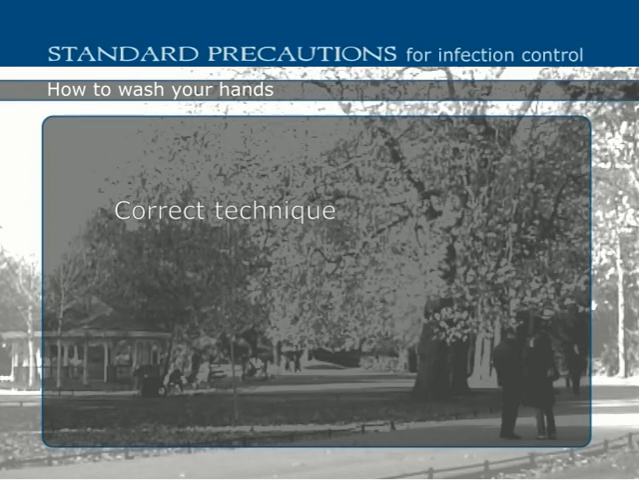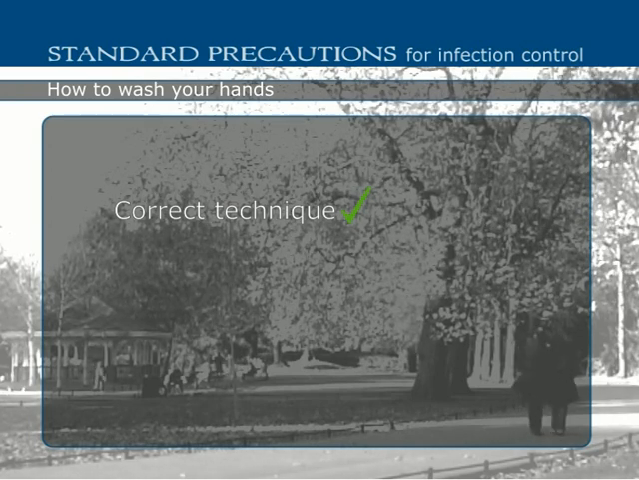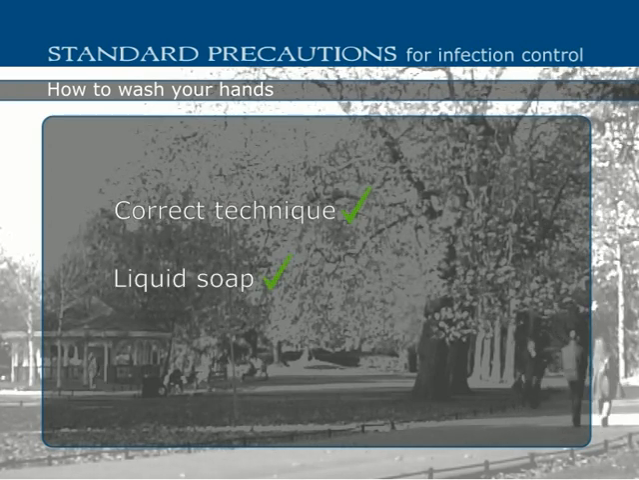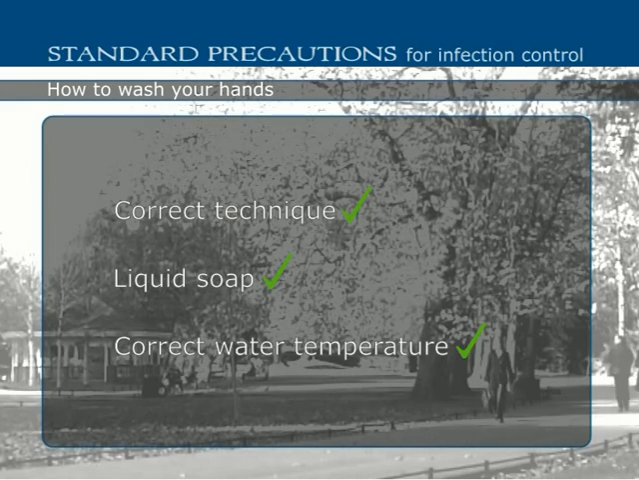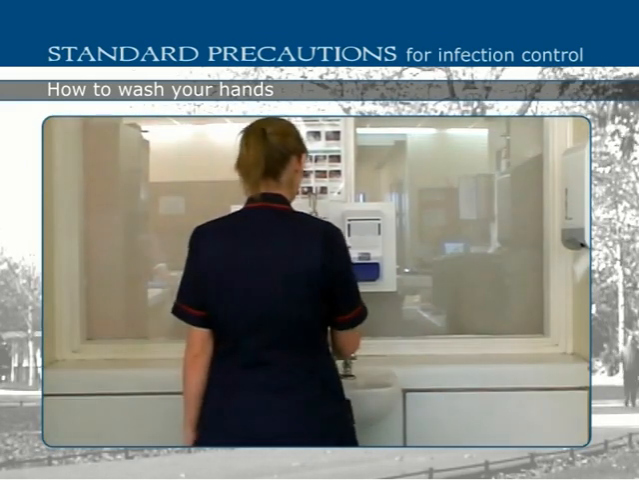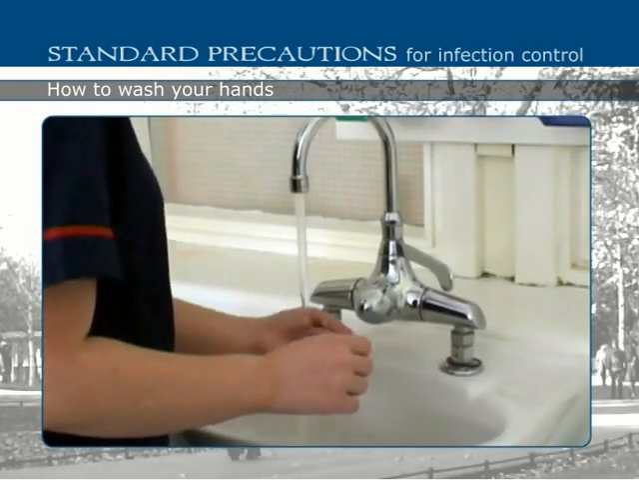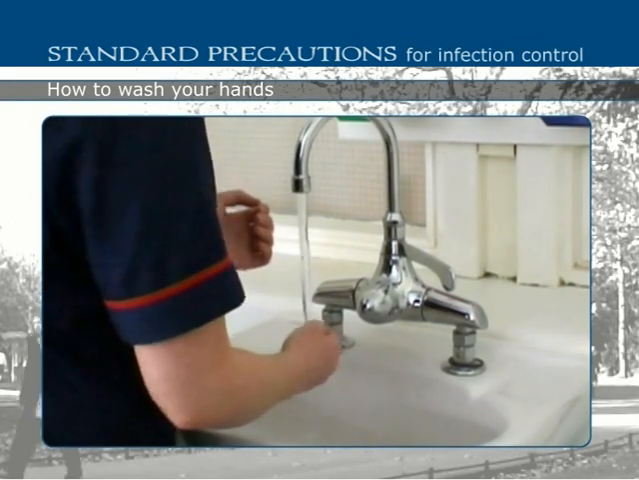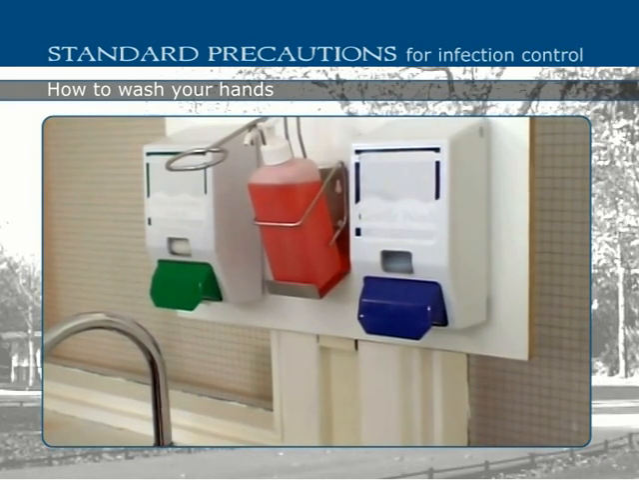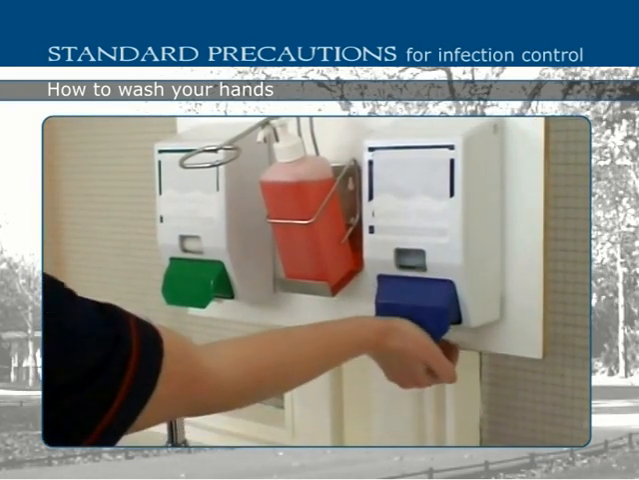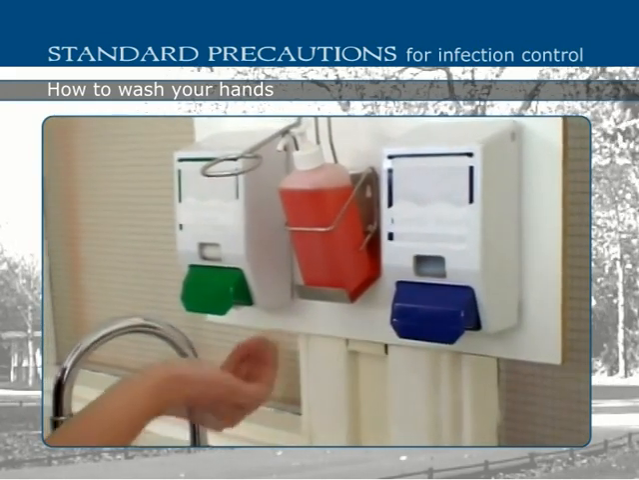Following the correct hand-washing technique ensures that all areas of the hands and wrists are cleaned. You should use a good neutral liquid soap. Make sure that the water is at the correct temperature and then follow the steps as shown in this video. First, wet your hands thoroughly using running water. Cupping your hands, apply 5 milliliters of soap by pressing the soap dispenser with the heel of your hand. Try to avoid using your fingertips on the dispenser.